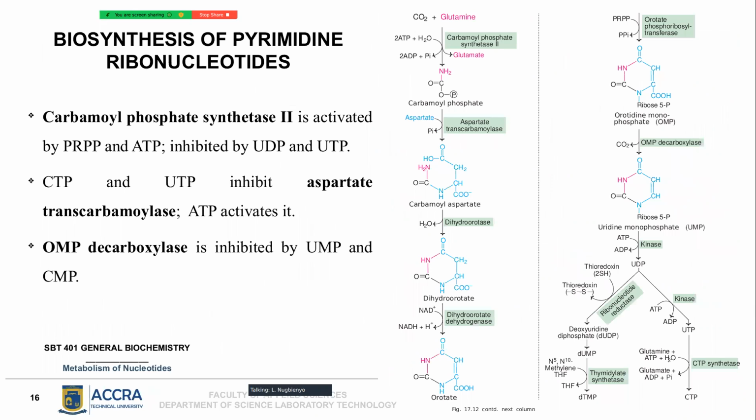You see that there is no sugar. Right from the beginning, the synthesis is not happening on sugar at all. You only see what? Carbon dioxide, glutamine coming together to give you carbamoyl phosphate. And that carbamoyl phosphate, aspartic acid, the next amino acid, gets conjugated on that carbamoyl. So the phosphate group is replaced by the aspartic acid.